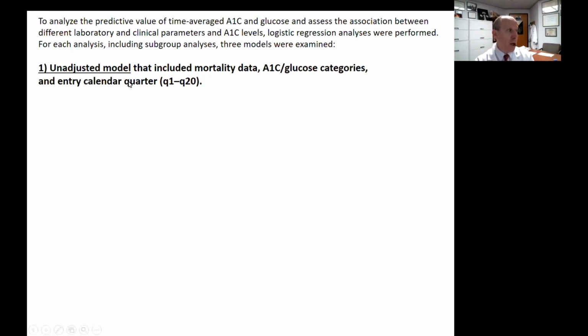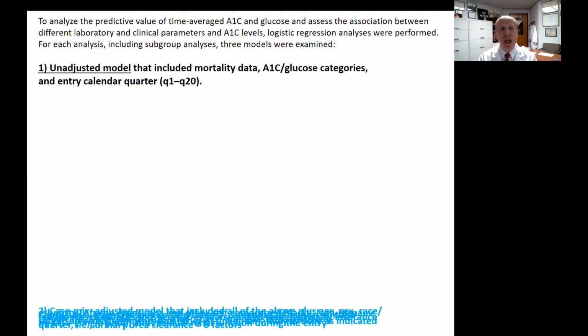First, he did an unadjusted model that just included the hemoglobin A1C and the time that it was done with mortality, much like the analyses we've all done. And this is an important analysis because this is what you get when you're seeing your patient in the clinic. You just get a hemoglobin A1C and you have to make a decision.